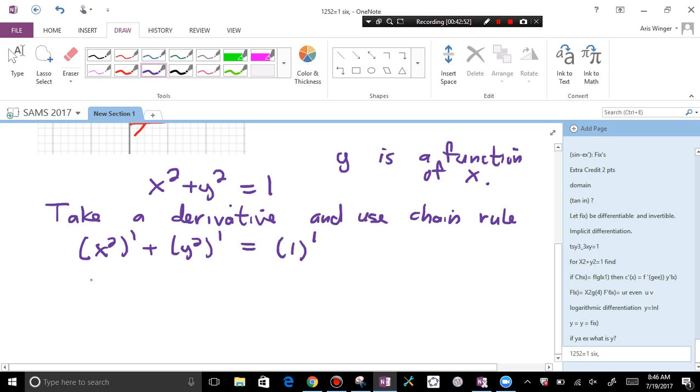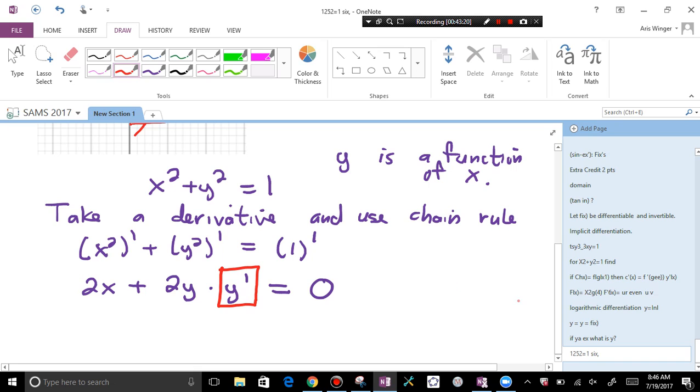The derivative of x squared is 2x. The derivative of y squared is 2 times y times the derivative of y. And that equals the derivative of 1. The derivative of 1 is 0. And it is y prime that we're looking for. Please. Why is it 2y times y prime? Because I never understood that when I was doing this question.